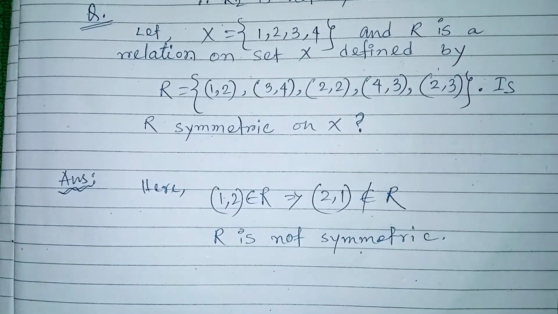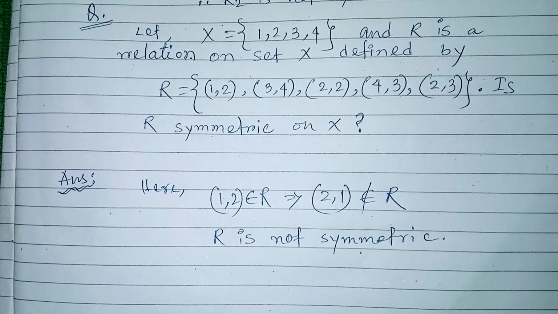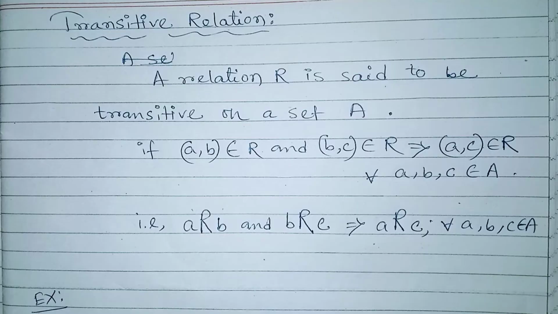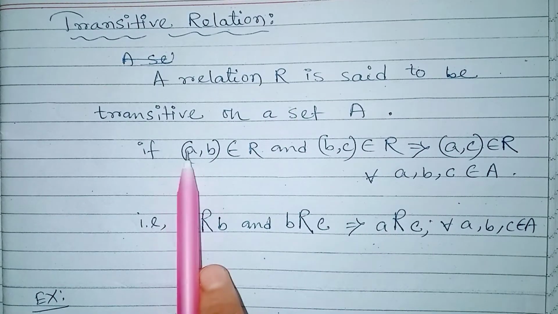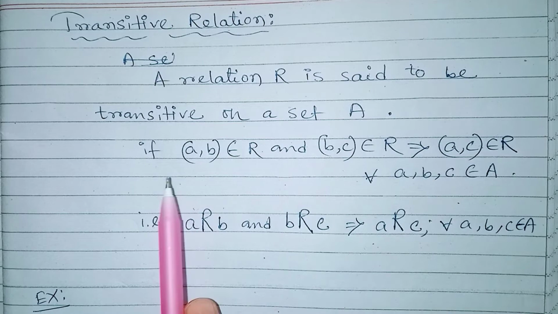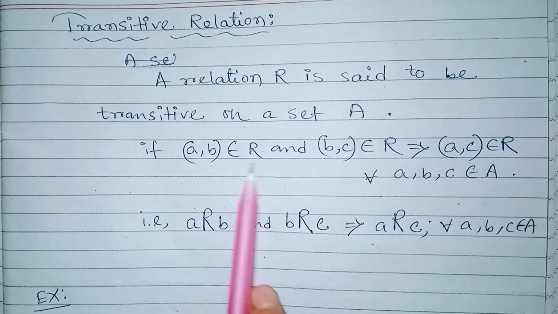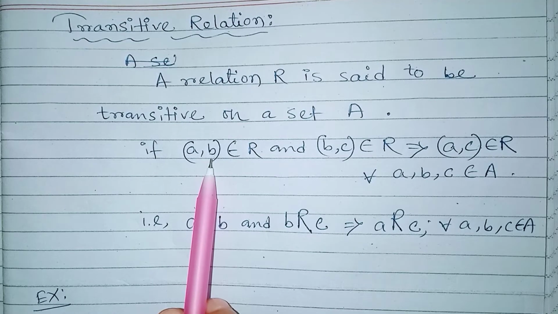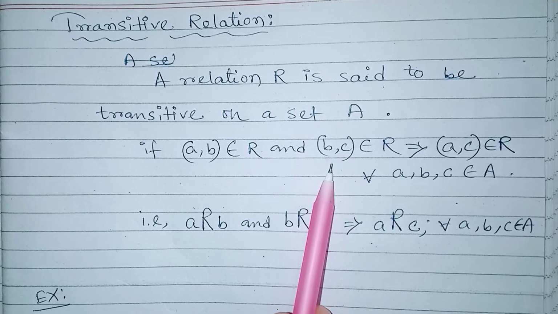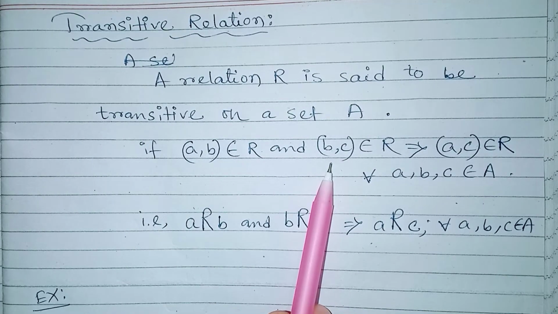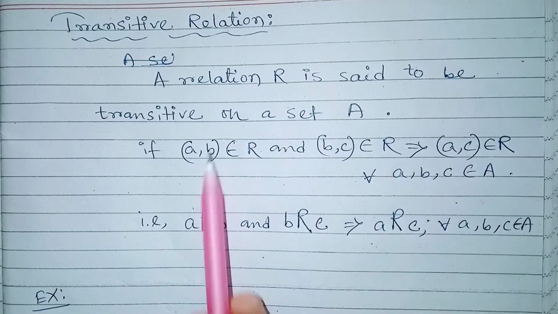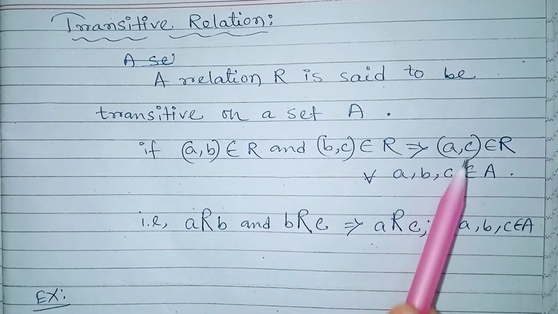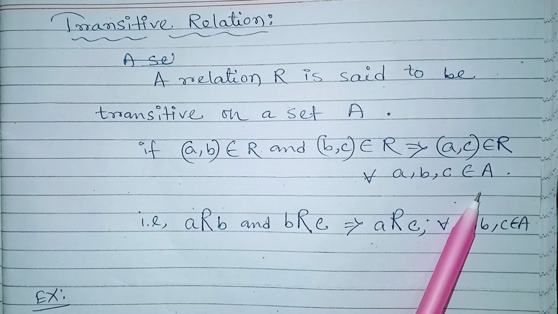Okay, I hope it's clear because we discussed so many examples by the definition. Now we'll proceed to the next topic, transitive relation. Suppose a relation R is said to be transitive on the set A if (a, b) belongs to R and (b, c) belongs to R. You can see here the first element ends with b and the second element obviously starts with b. Then we can imply that (a, c) belongs to R for all a, b, c belongs to A.